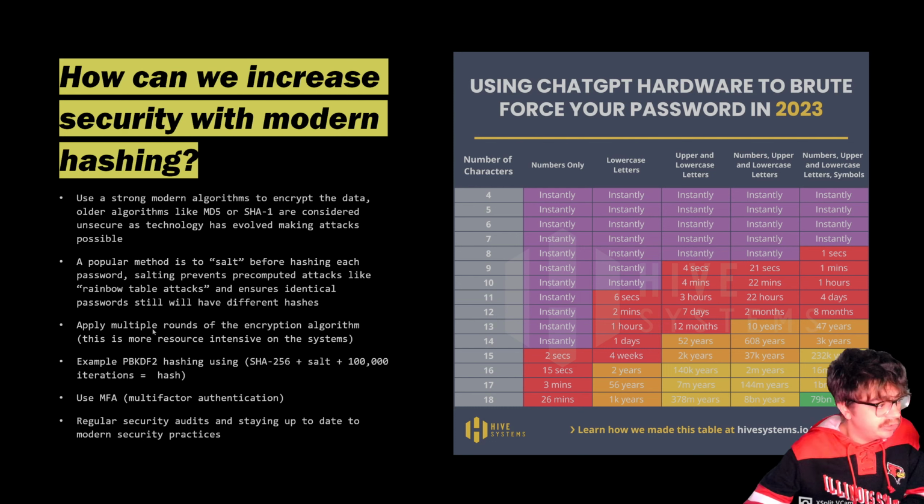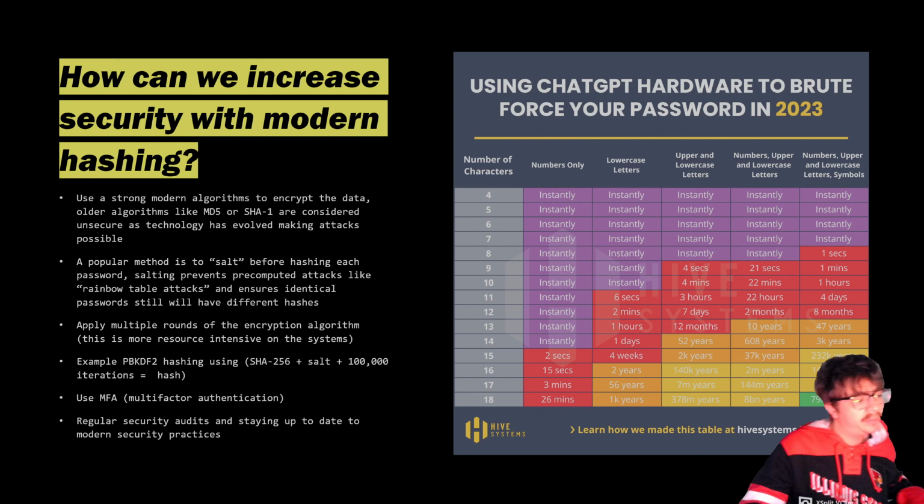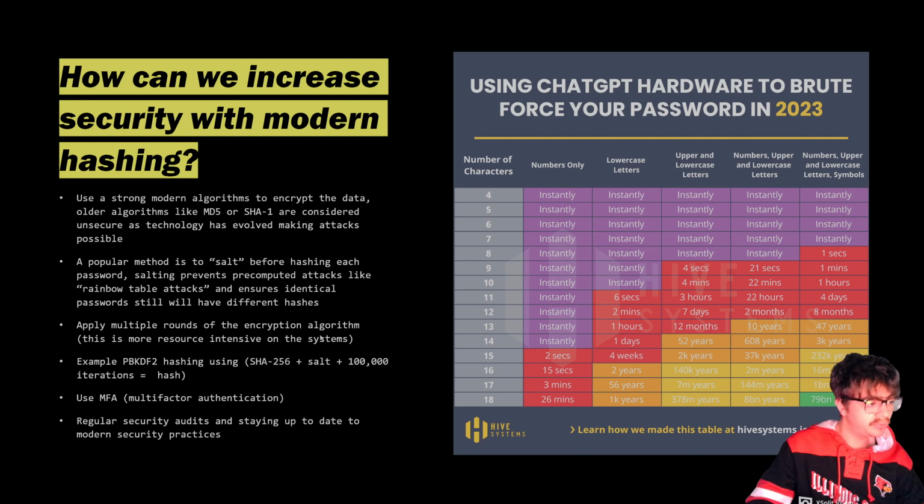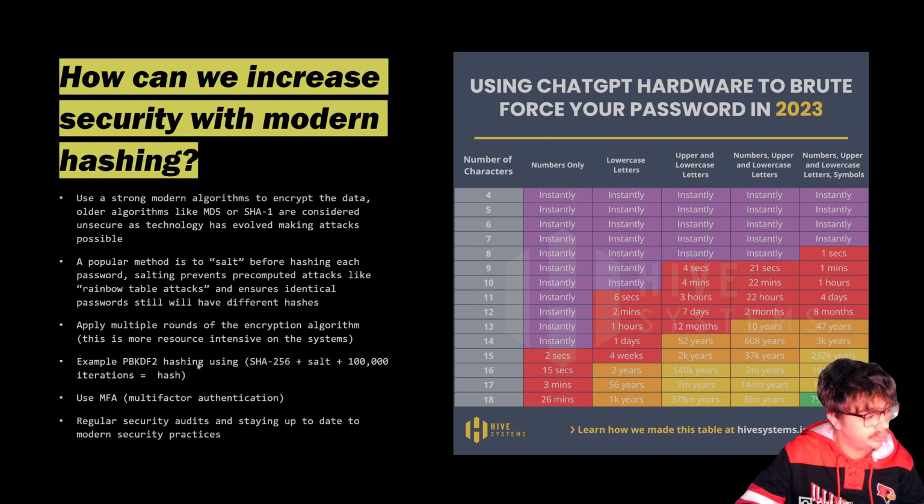So another thing that you could do is apply multiple rounds of encryption in the algorithm. So this is going to be more resource intensive, because every time you log in, the computer on the back end of it basically has to reverse that hash and line it up, right? So you always got to think of that as well, but setting it for more loops will definitely increase the security. So here's an example of increasing the loops.